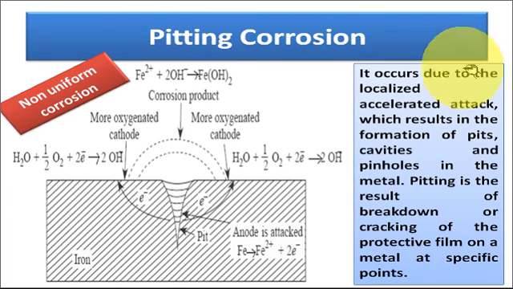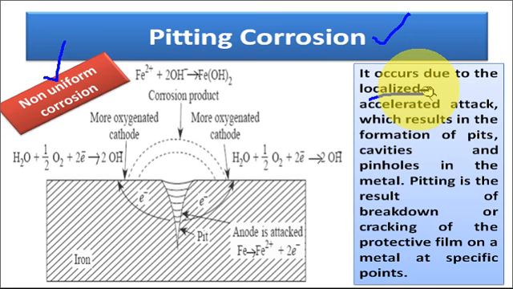Now, coming towards the third type of corrosion, that is pitting corrosion. It is somewhat similar to differential aeration corrosion, but the main difference between these two is that this is a highly non-uniform and highly localized corrosion. That means due to this type of corrosion, a highly localized attack on the metal surface takes place. So this is highly localized and non-uniform corrosion.